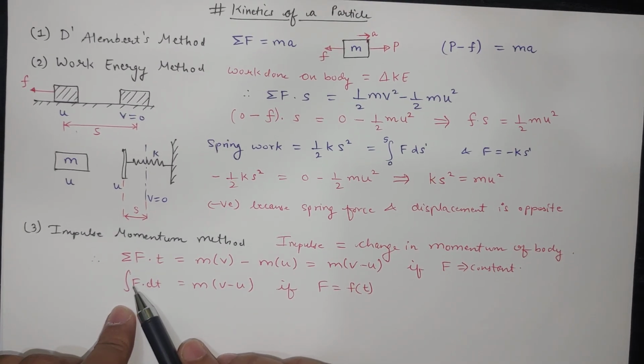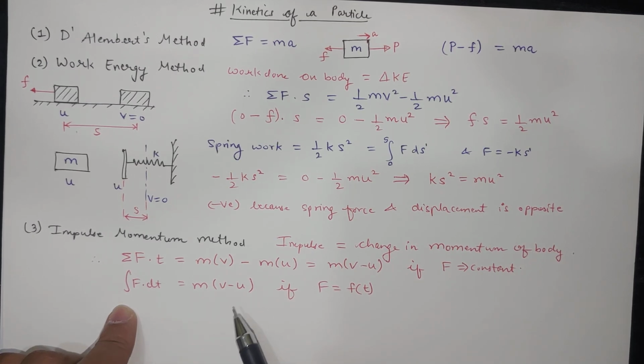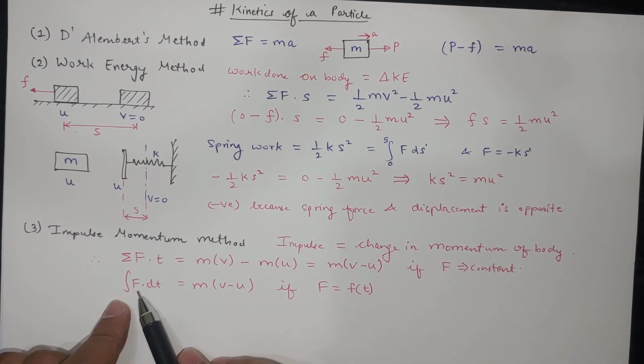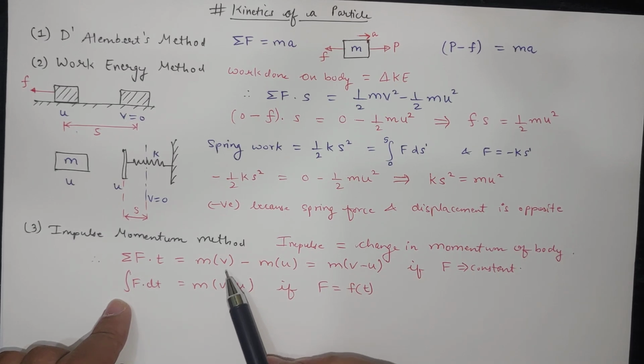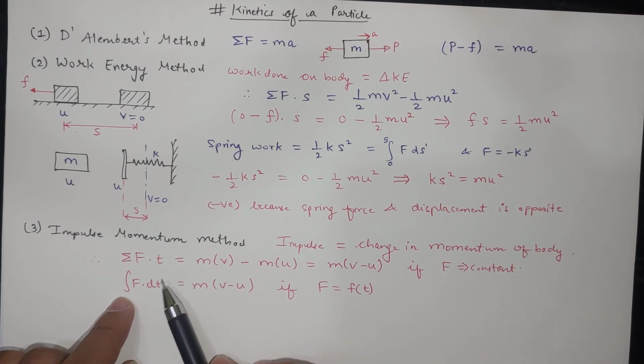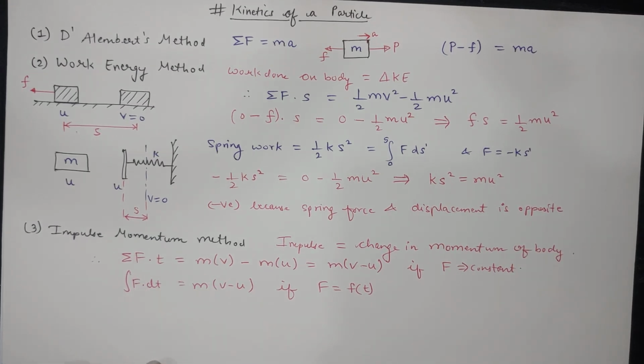Otherwise we have to integrate: integral of F dt equals m times v minus u, if F is a function of time. If we place the function of time, we can find the initial and final velocity. V is the final velocity, u is the initial velocity, and m is the mass of the object. So this is the impulse momentum method.